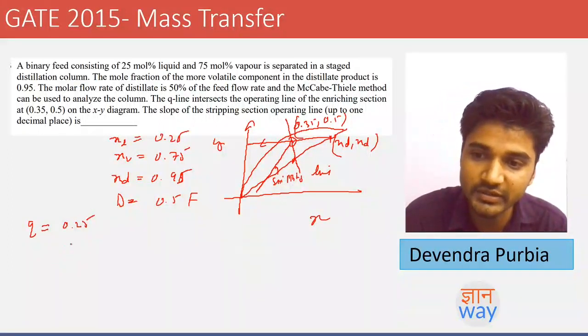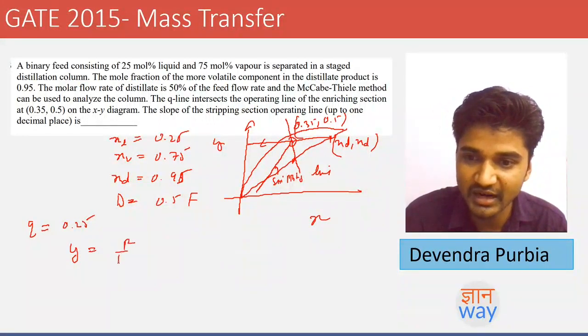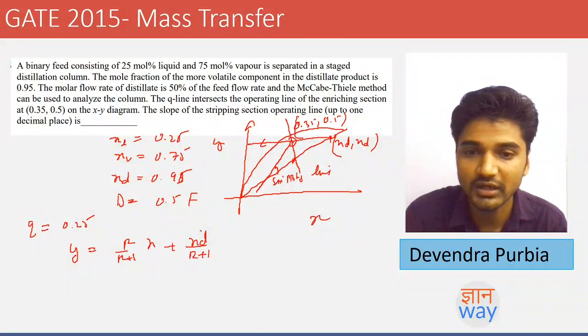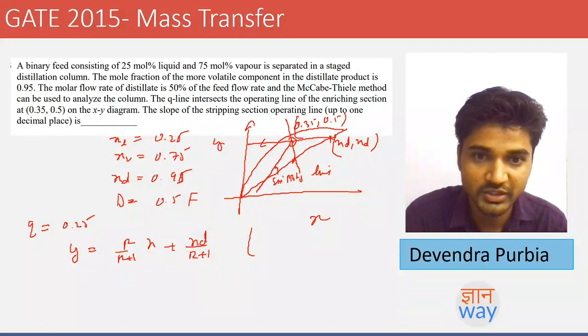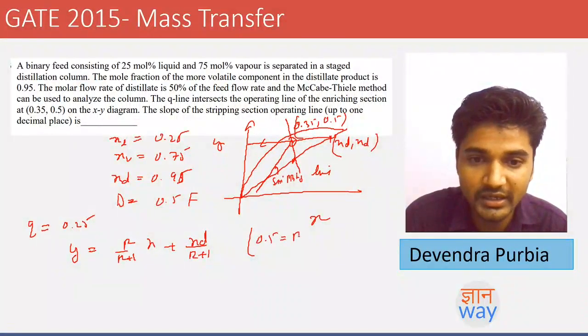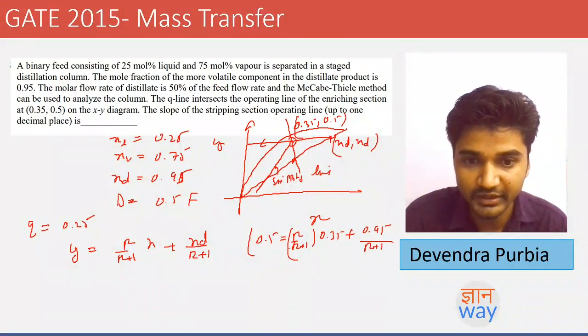Now we will write the operating condition for the enriching section, that is given as y = R/(R+1) times x + xD/(R+1). This line is also intersecting with the q line at 0.35 and 0.5, so we know these points. So we can put 0.5 equals R divided by R plus 1 into x, where x we know is 0.35, plus xD, which is already given in the question, 0.95, divided by R plus 1.